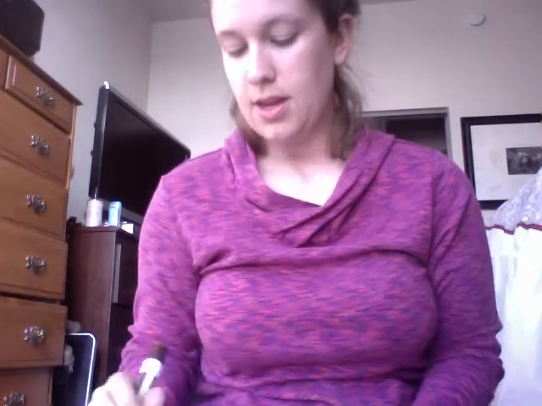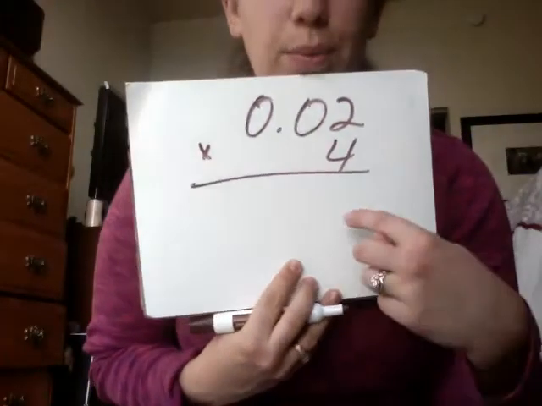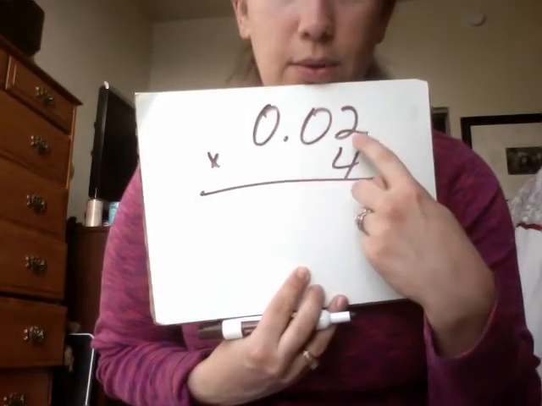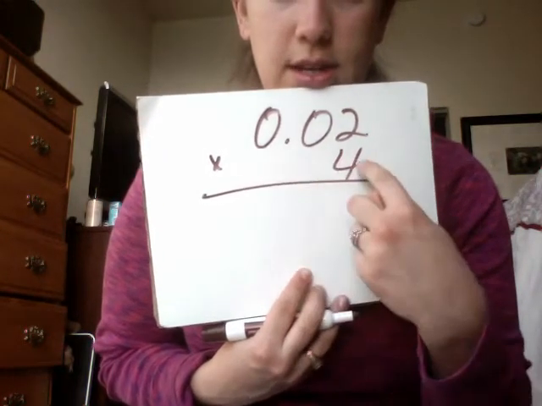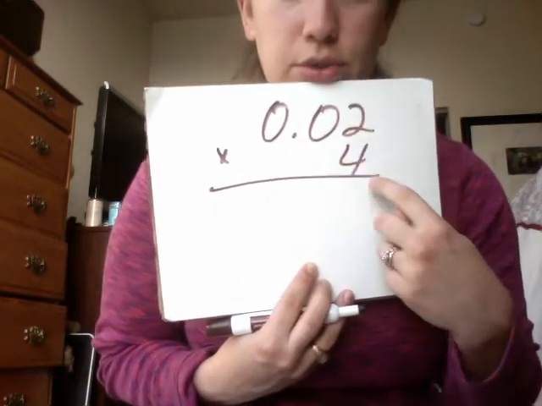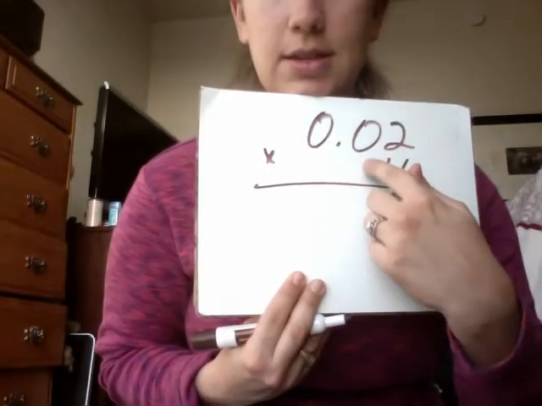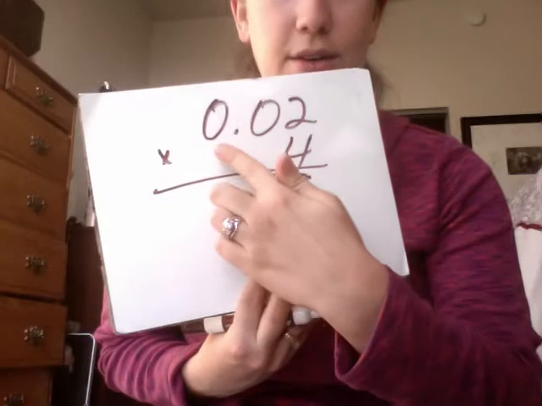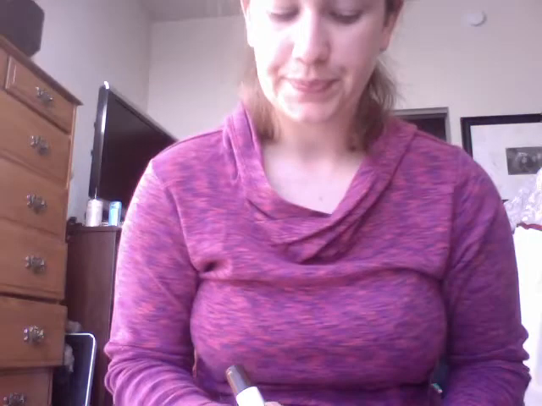Okay, so let's try another one. This one, B, is wanting us to multiply 2/100ths by 4. Again, we put our 4 all the way to the right, and now we're going to multiply each of these numbers by 4. So 2 times 4 is 8. 0 times 4 is 0. And 0 times 4 is 0 again.